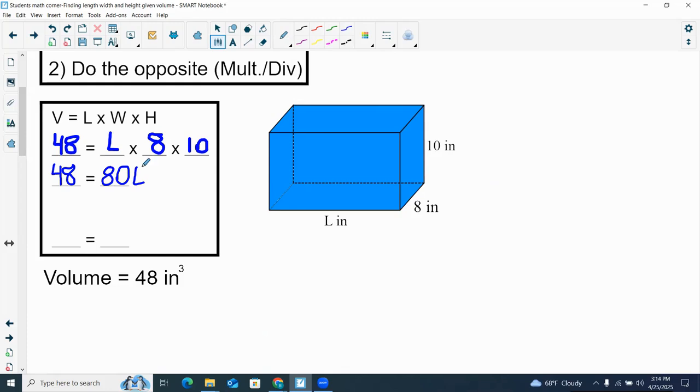But I need to get that L by itself. So how would I do that? Well, that's the second step. You're going to do the opposite, which is multiply or divide. So I'm going to divide because this is 80 times L, and the opposite of times is divide. So I'm going to divide both sides by 80.